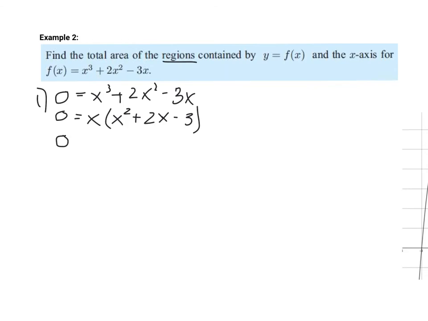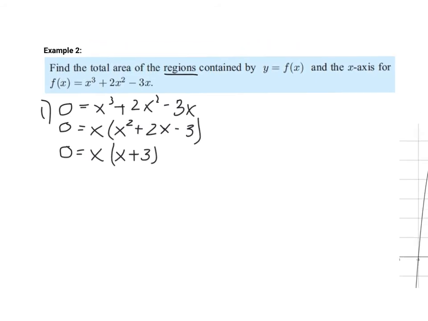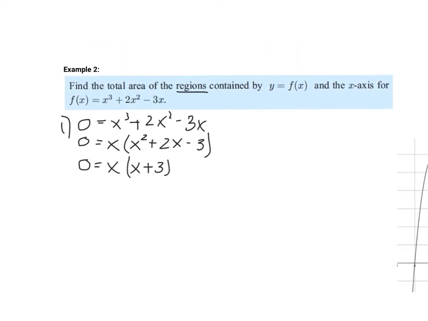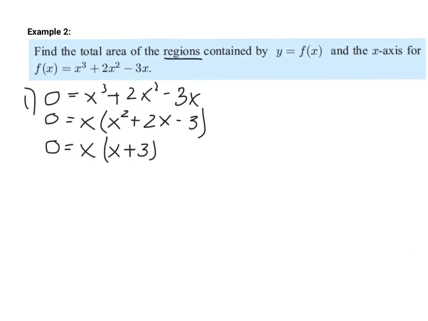I'm looking for two numbers that multiply to give me negative 3 and add to give me positive 2. Those two numbers are positive 3 and negative 1, which means that this quadratic trinomial factors into (x plus 3)(x minus 1). If you're unsure of yourself there, it's a good idea to FOIL that out and make sure that you end up with the original quadratic trinomial.